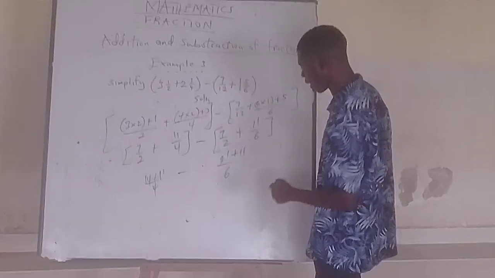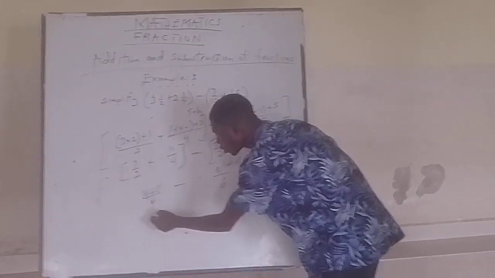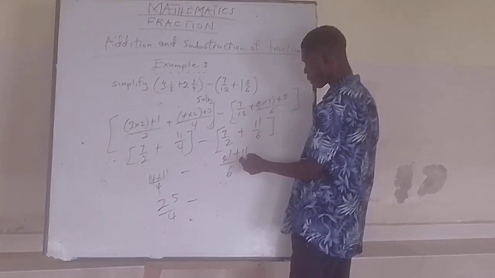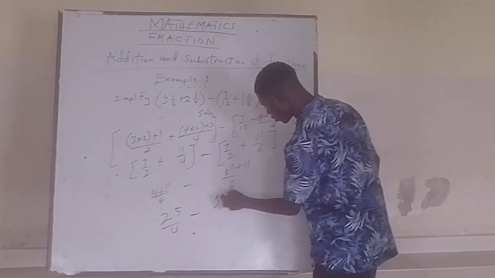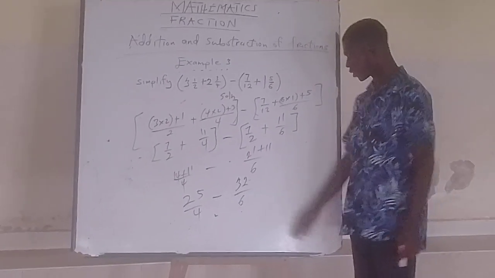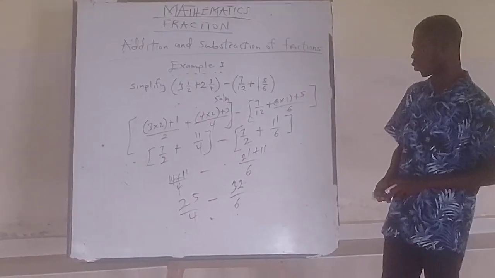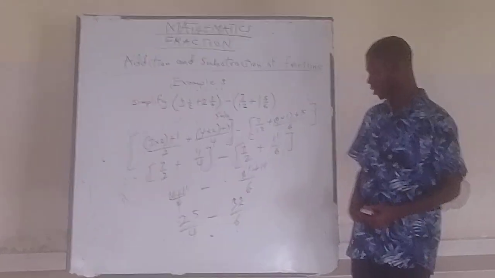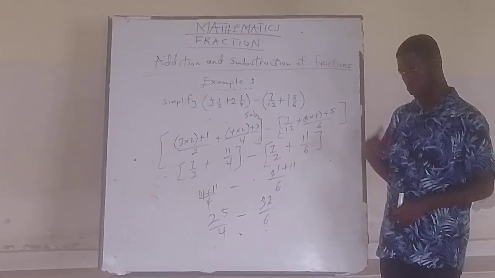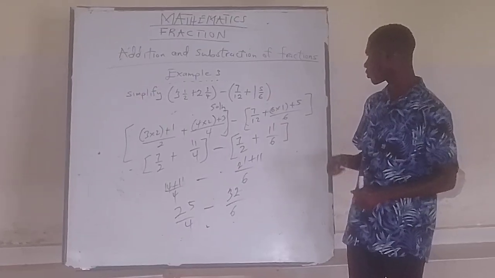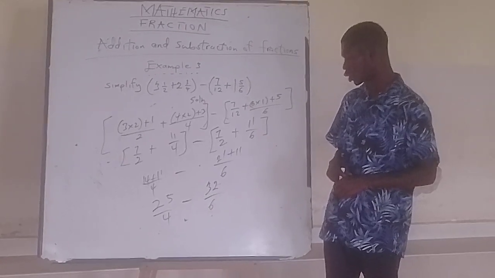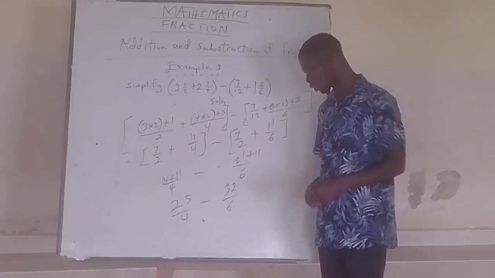Right? Okay. So this one we get 25 over 4, minus this one we get 32 over 6. Now, what is the LCM for 4 and 6? The LCM is 12. The least common multiple is 12. If you solve it, you will see that the least common multiple here for 4 and 6 is 12. So 12.